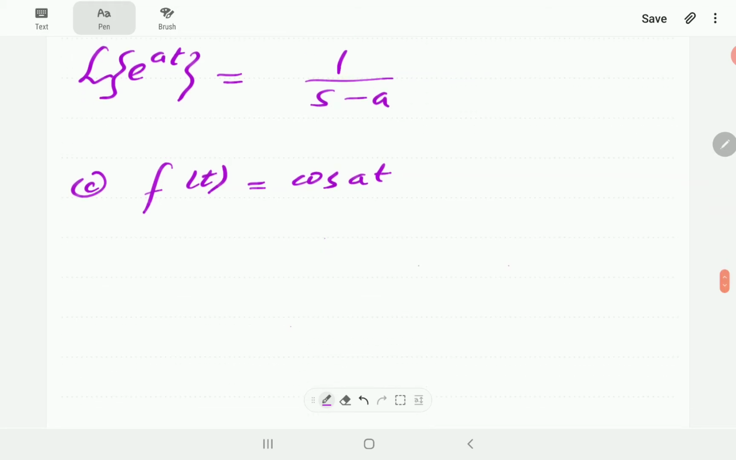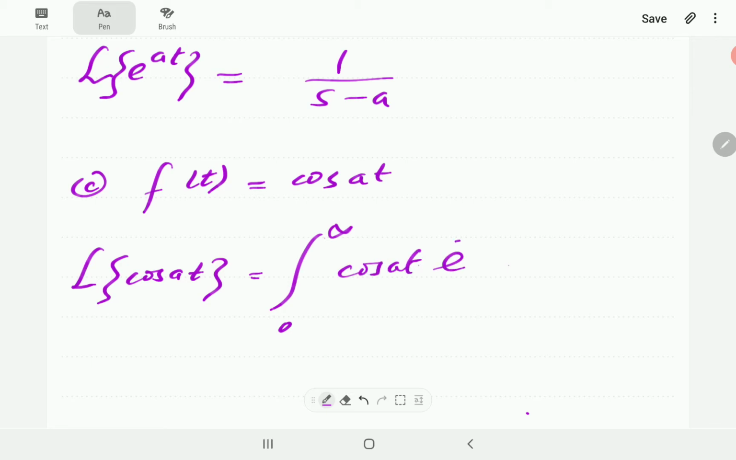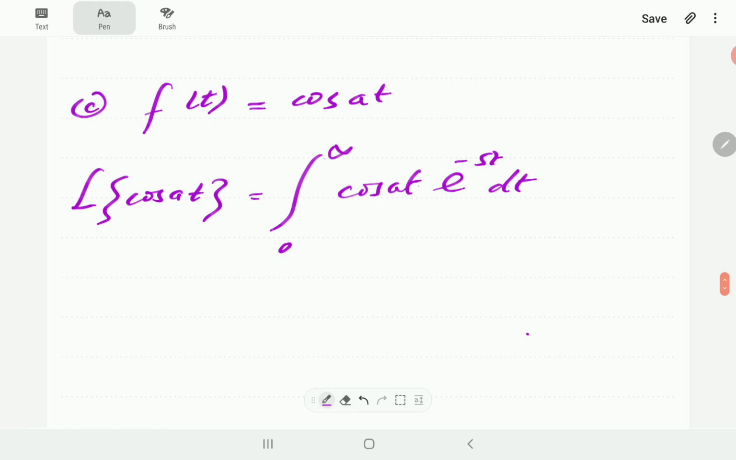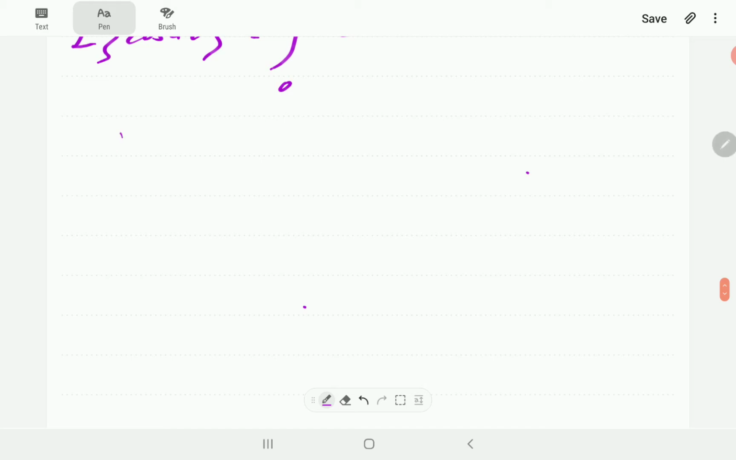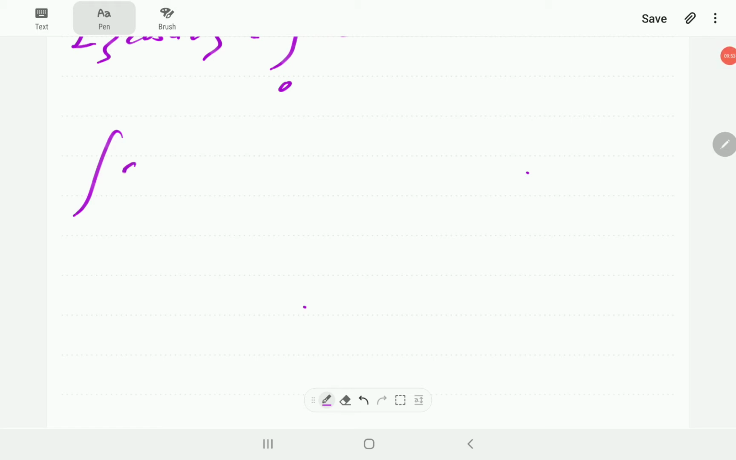So again, if we just plug this into the integral, it's going to be the integral from 0 to infinity of cosine at times e to the minus st dt. There are at least 2 ways of integrating this. I am going to use the complex approach. So for the time being I'm going to focus on the indefinite integral.